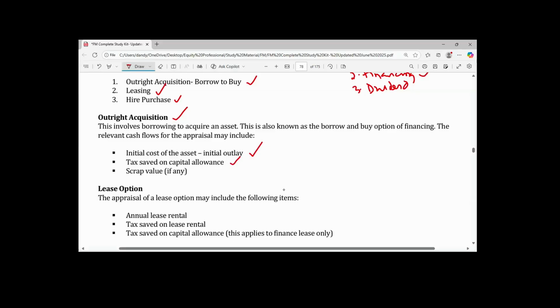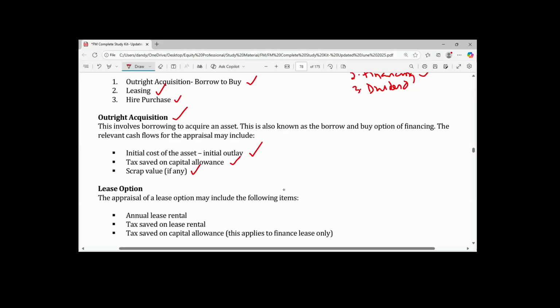Then lastly, you must consider scrap value. These are the three line items that must be there anytime you want to determine outright acquisition. Before you talk about any method of financing, don't forget what I said. You need to evaluate the asset to know whether it is financially viable. It is only when the asset is financially viable that you can be talking about method of financing the assets.